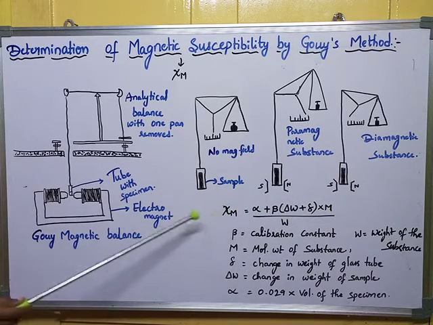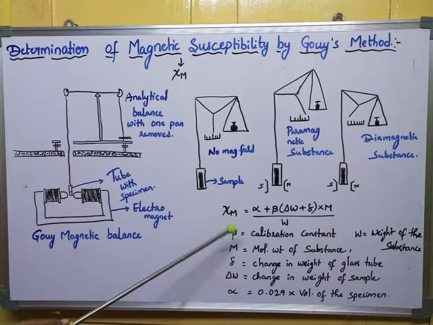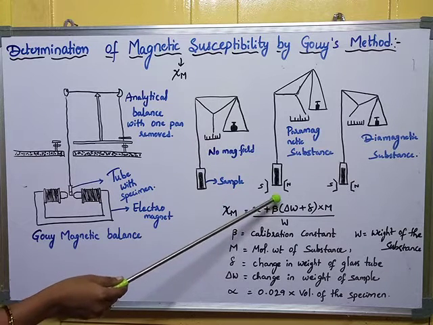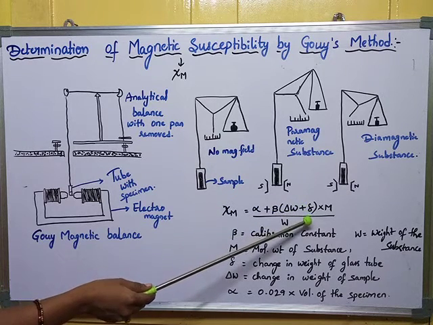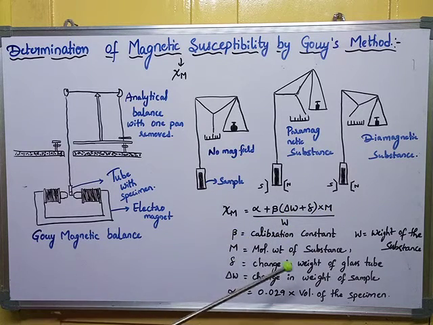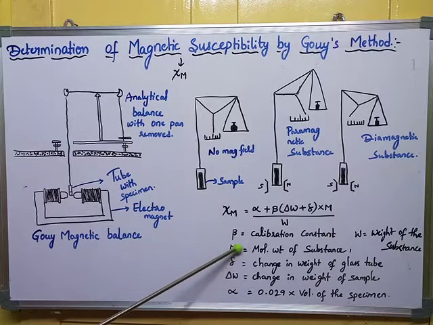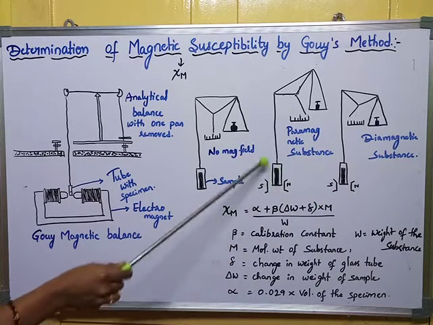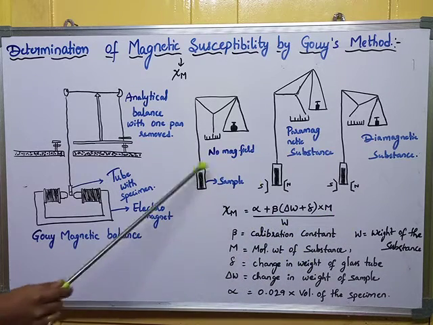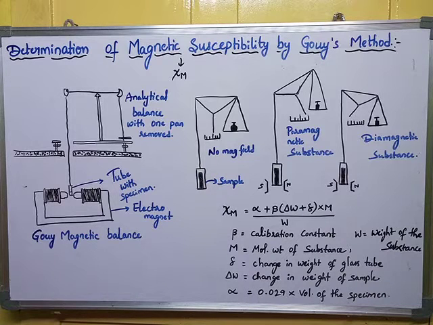Now we'll use the formula to find the magnetic susceptibility. So chi M equals (alpha plus beta into delta W) plus delta into M by W. Beta is the calibration constant, a constant value, and M is the molecular weight of the substance you are taking. W is the weight of the sample, the normal weight. Molecular weight is different and normal weight is different, and delta indicates the change in the weight of the glass tube.